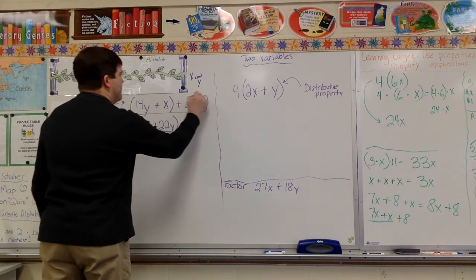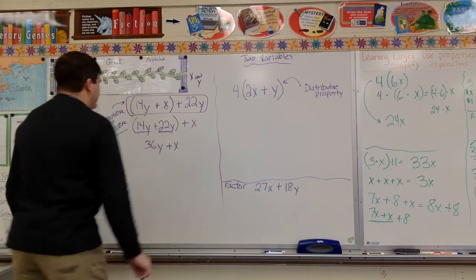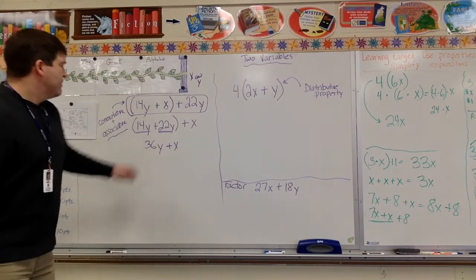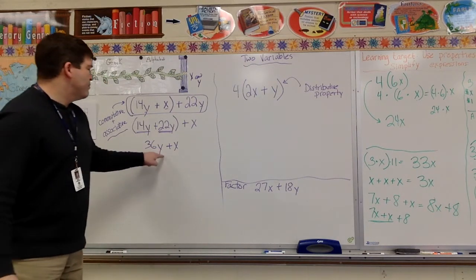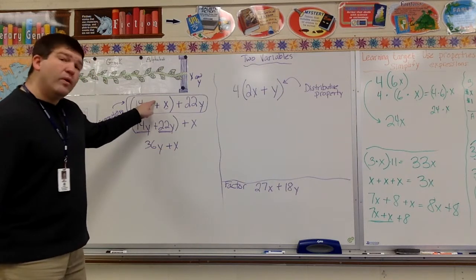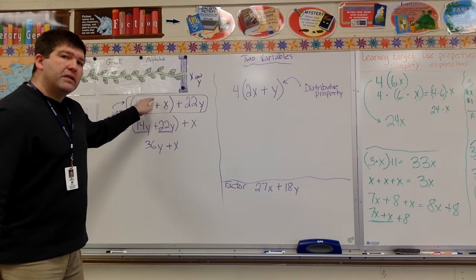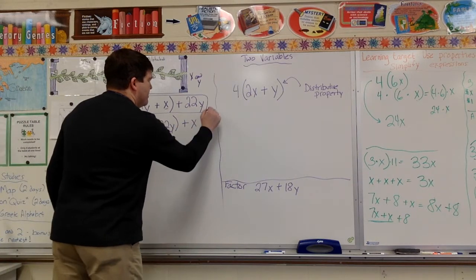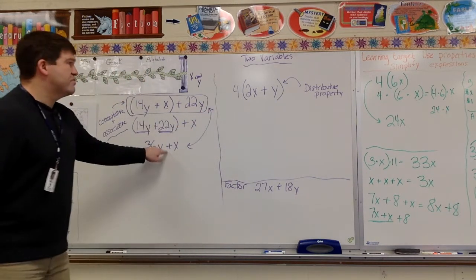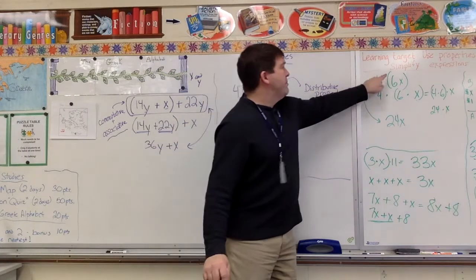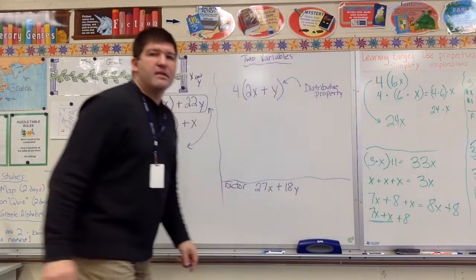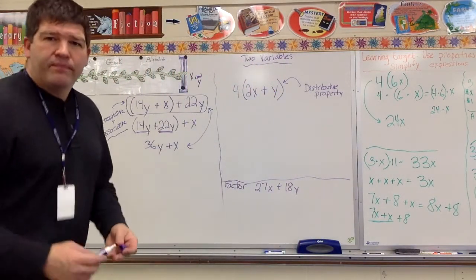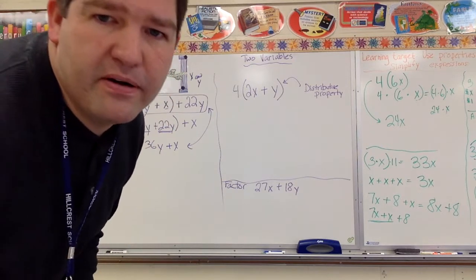So this simplifies to be 36y plus x. It's an equivalent expression, the same. These two are equal. This is just in simple form. Simple form. Okay?